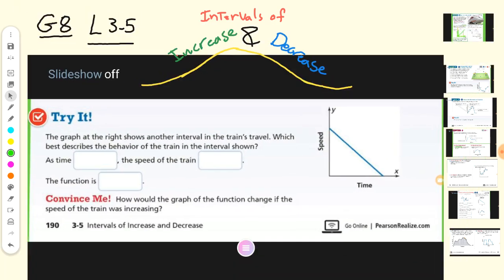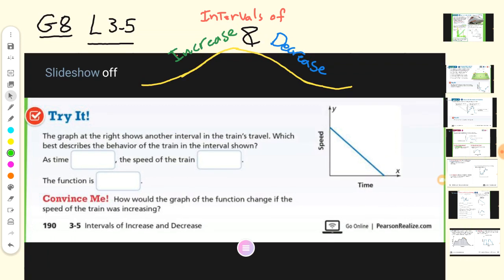Okay? Another example, on the right one, at the bottom of the page. The graph at the right shows another interval in train travel. It's another interval of time, as we said before. It's a period of time from here to here, and we see what happened to the function in this interval. Okay, on this interval. Now as you see here, as x increased, y decreased. As you see, y goes down. Each time x increased, y decreased.